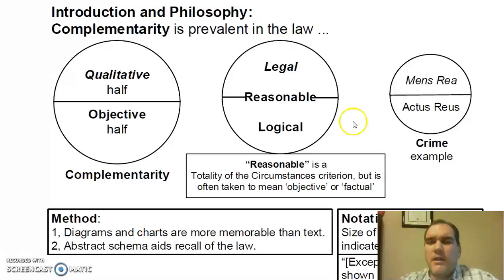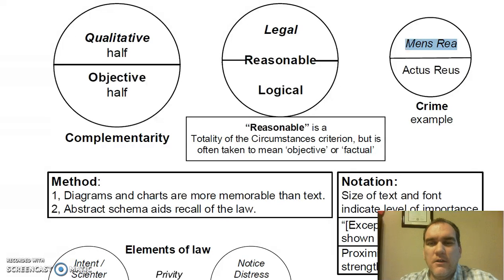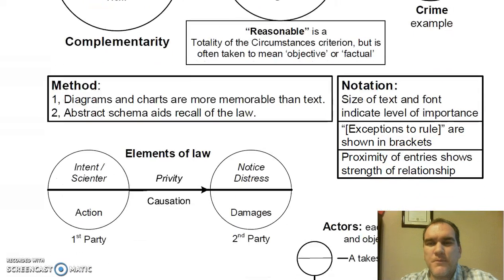This complementarity in an example of crime, for example, is seen in the necessity for the two elements. Number one, the actus reus, the physical act, and number two, the mens rea, the mental state. So those are the two sides. Certainly we can see that very quickly in a criminal situation.